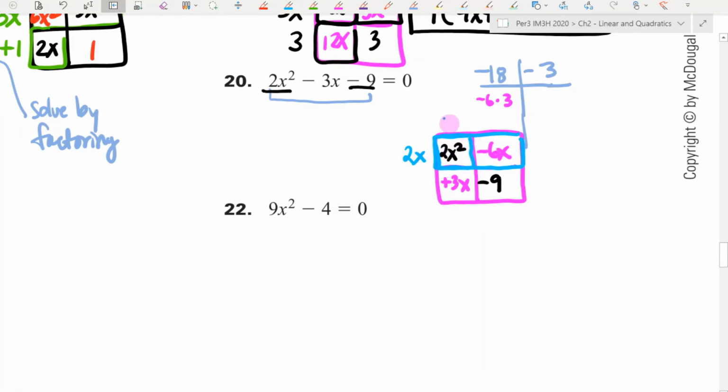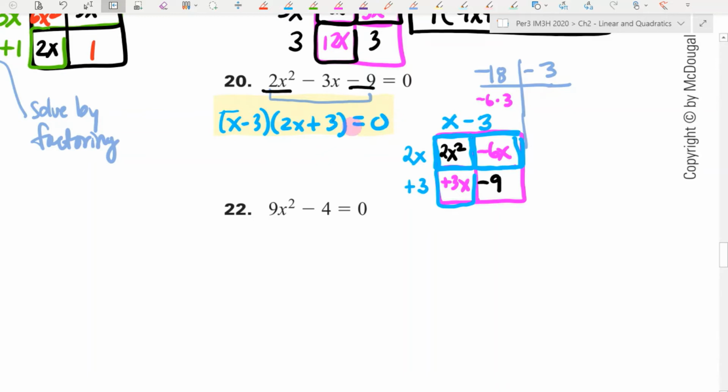Times what gives you 2x squared? That will be an x. 2x times what gives you the negative 6x? That's going to be a negative 3. And then x times what number gives you a 3x, and that will be a positive 3. So we have x minus 3 and 2x plus 3 equals 0. You must have this step where you have factored and it's set equal to 0. If you do not have that step, you will be marked off.